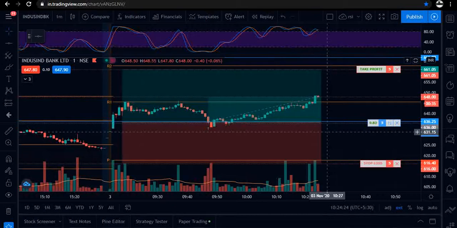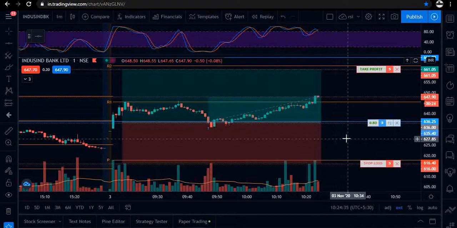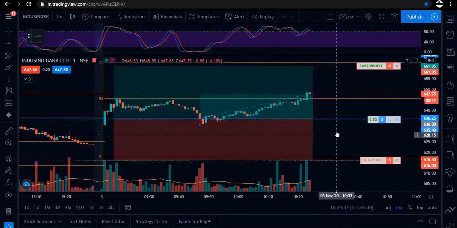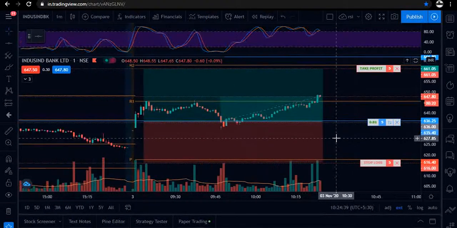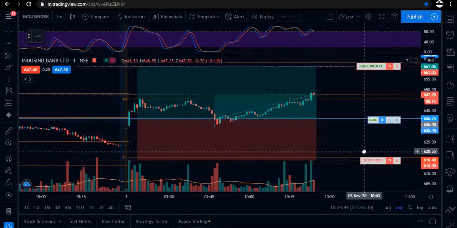So traders, here you can see the price at which we entered the trade took support from there only, and it is now going upside. So what we can do here, traders, is trail our stop loss to our cost price.